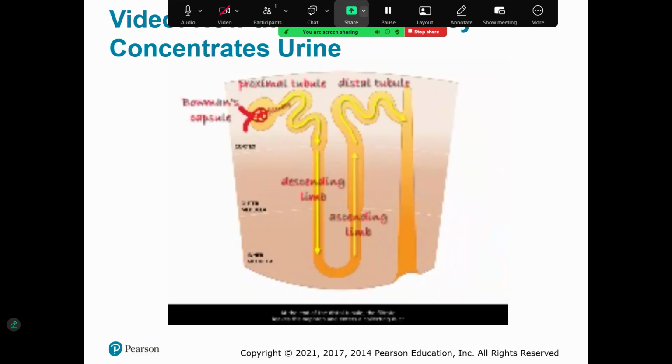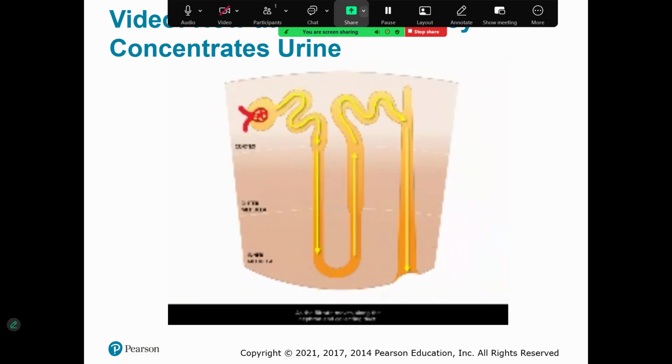At the end of the distal tubule, the filtrate leaves the nephron and enters a collecting duct, which transports the filtrate to the renal pelvis. By this point, the filtrate has been processed into urine. As the filtrate moves along the nephron and collecting duct, its composition and volume change. Let's look at how that happens.